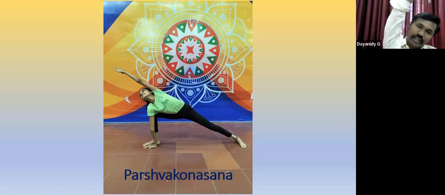So for Parshva Konasana, we start from Samasthiti asana. Keep our legs 3 feet apart and hands at shoulder level. Turn your head and foot to the right side and slowly breathe out. When we turn to the right side, we bend our knee up to 90 degrees. Then our body should be moved down. Then the upper hand should be stretched and lifted. Look at our hand.